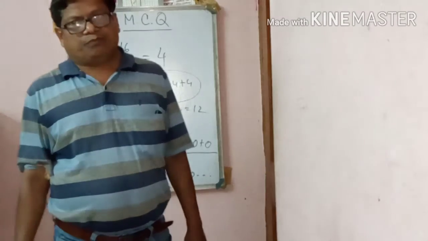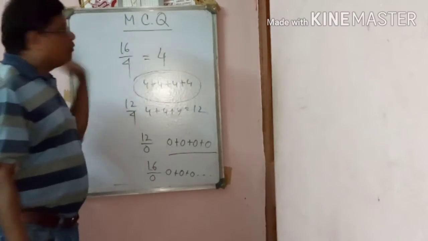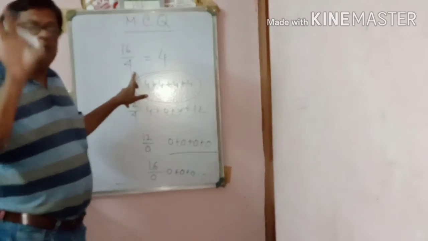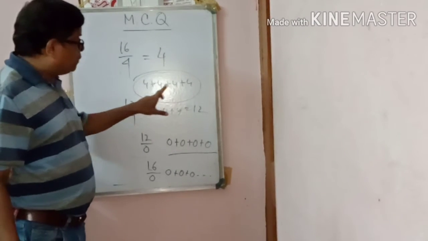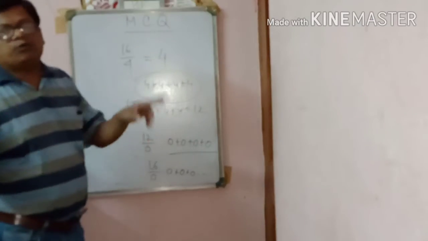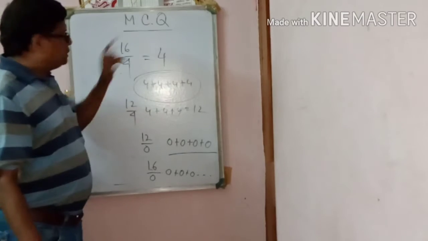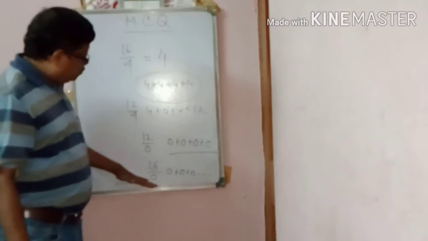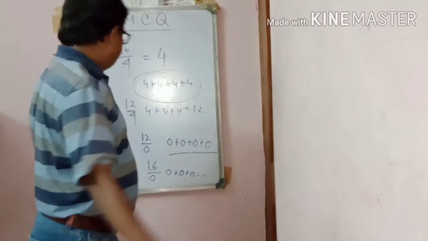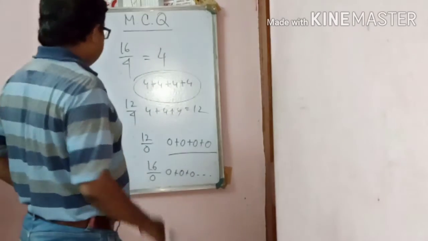Keep in mind, whatever we know about this part, 16 by 4. How many 4s are required to make 16? All of you know 4 are required. That is 4 plus 4 plus 4 plus 4. So keep in mind, division by 0 is meaningless. Division by 0 is meaningless.